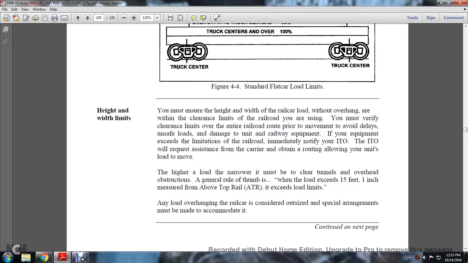The higher the load, the narrower it must be, to clear the tunnels and overhead obstructions. The rule of thumb: when the load exceeds 15 feet 1 inch measured above the top of the rail, it exceeds the load limits. Any load overhanging the railway car is considered outside. Special arrangements must be made to accommodate it.